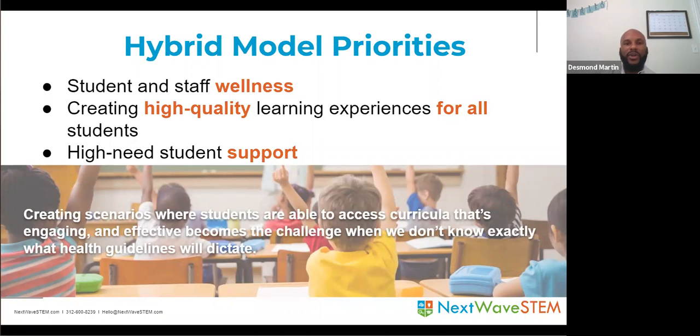So the important thing to understand about the hybrid model, before we even consider how it might actually work, is the reason why we actually want to do it. The hybrid model prioritizes student and staff wellness first. There is no point in doing instruction with our students if we cannot do it safely. The second thing the hybrid model attempts to do is to create high quality learning experiences for all students.